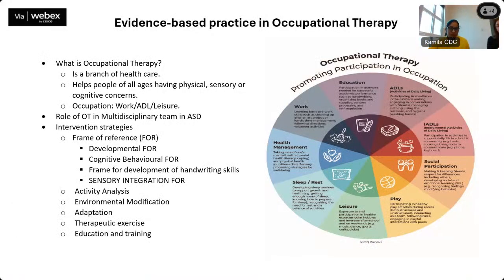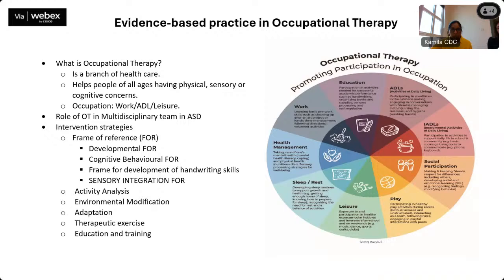Good afternoon, everyone. I am Soumya. I'm an occupational therapist and also SI trained therapist. So what is occupational therapy? Occupational therapy is a branch of healthcare that helps promote independence for all individuals. It also helps improving participation in occupation. So what is occupation? Occupation can be different for different people depending upon gender, age group. For a child, it is majorly play.